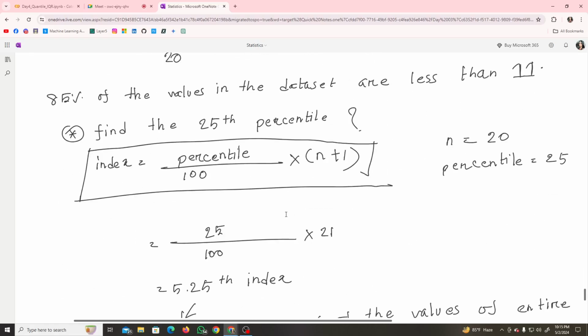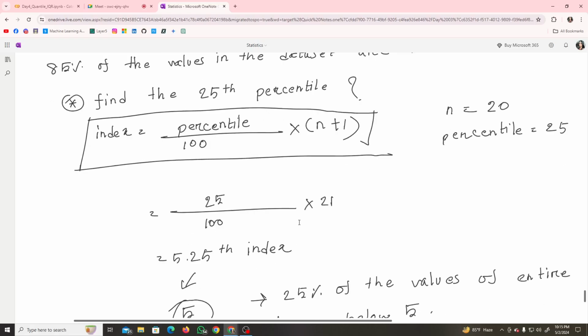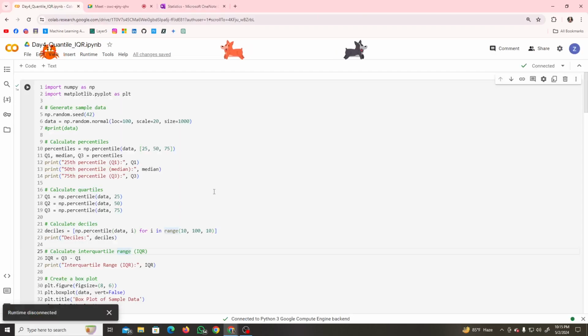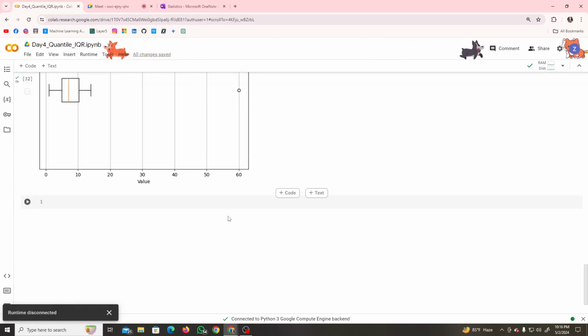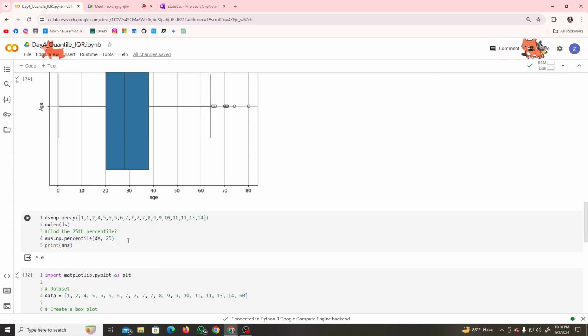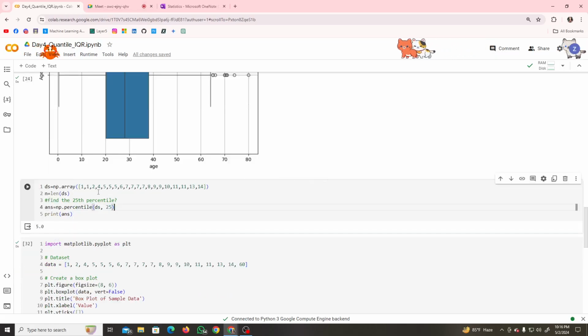Now we are going to learn how to calculate this percentile using Python code. This is very simple. Okay, guys, you can see my screen, I hope. This is the dataset that we used previously. We just checked the length: n equal to length of dataset, which gives us 20. So the same question: find the 25th percentile and how to calculate the answer.